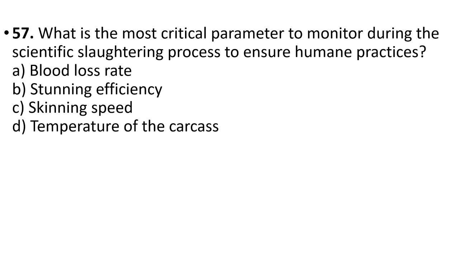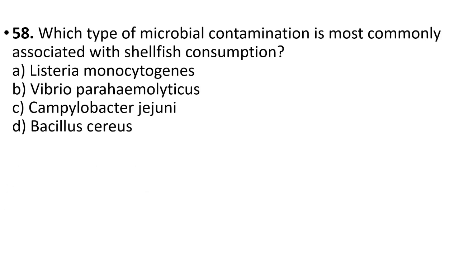57. What is the most critical parameter to monitor during the scientific slaughtering process to ensure humane practices? Blood loss rate, stunning efficiency, skinning speed, temperature of the carcass. Your answer is option B, stunning efficiency.